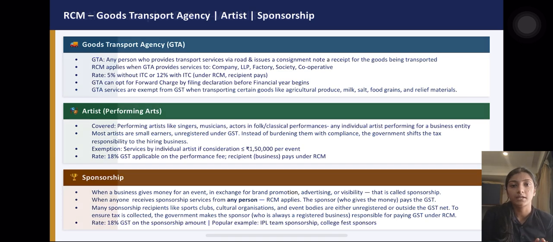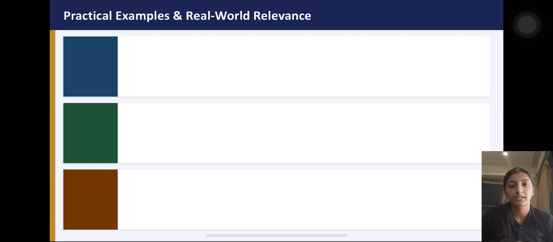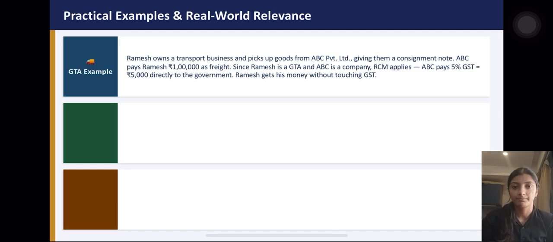Now let's bring these concepts to life with three simple real world examples. GTA example. Mr. Ramesh owns a transport business. He picks up goods from ABC Private Limited's warehouse and delivers them to another city. He gives ABC a consignment note, which makes him a GTA. ABC pays 1 lakh as the freight charge. Since Ramesh is a GTA and ABC is a company, RCM applies. ABC pays 5% GST, that is rupees 5,000, directly to the government. Ramesh gets his full payment of 1 lakh rupees without touching GST at all.